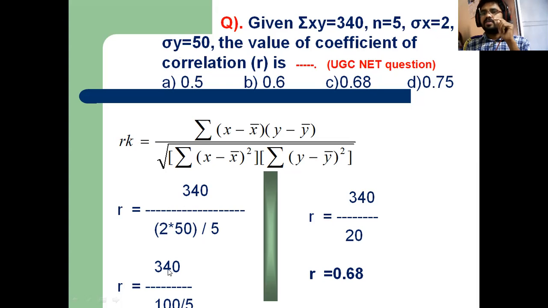Then you can take R is equal to 340 divided by 2 into 50, which is 100, divided by 5. So when you cancel 100 by 5, you get 20. So R is equal to 340 divided by 20. Then you are going to get R is equal to 0.68. So the answer is C.